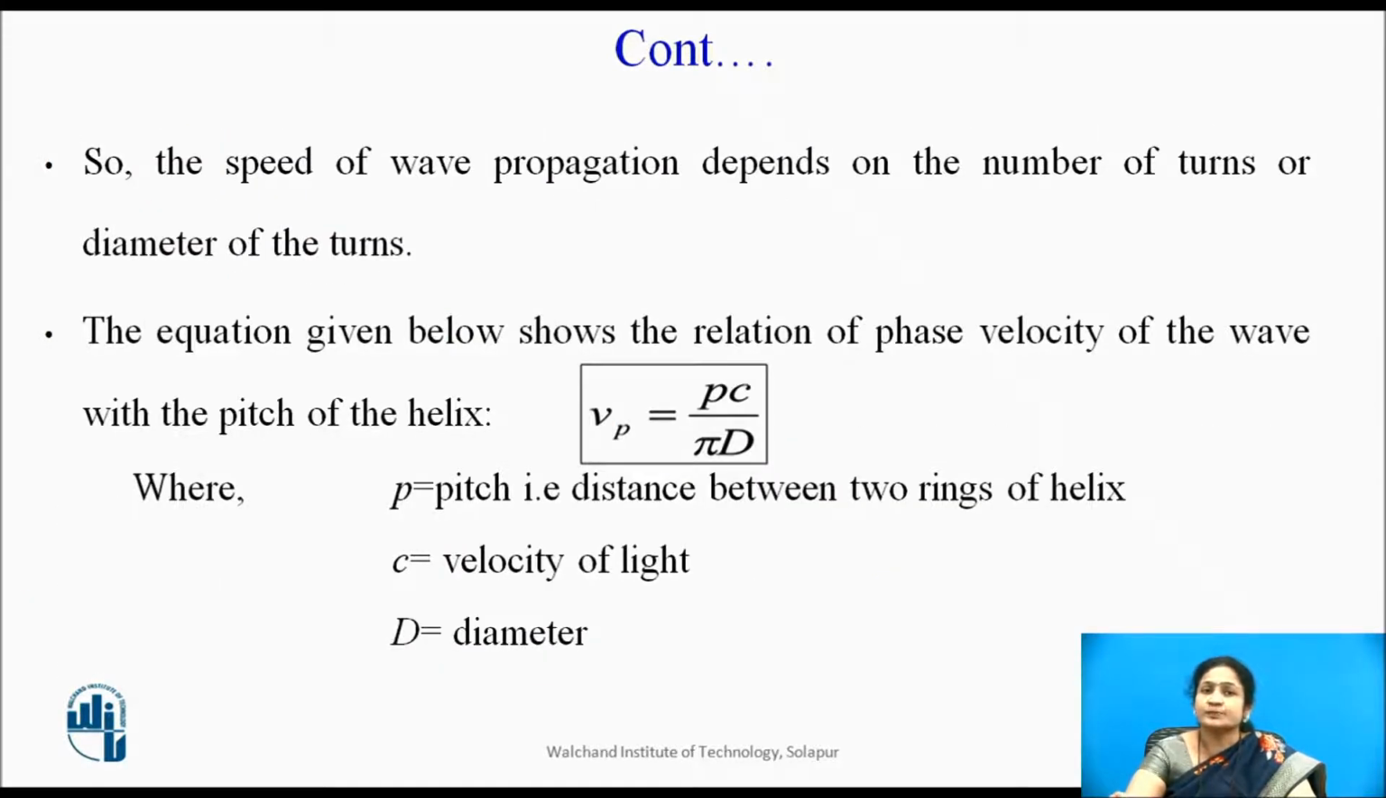So we said that the speed of the wave propagation depends upon the number of turns as well as the dimension of the turns. The equation shown below gives the relative phase velocity of the wave with the pitch of the helix. Here the phase velocity will be Pc by pi d. What is P? P is nothing but the pitch, that is the distance between the two rings of the helical structure, while c is the velocity of light and d is the diameter of the coil.